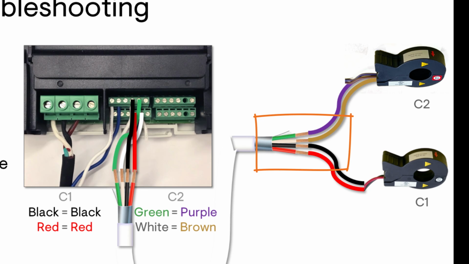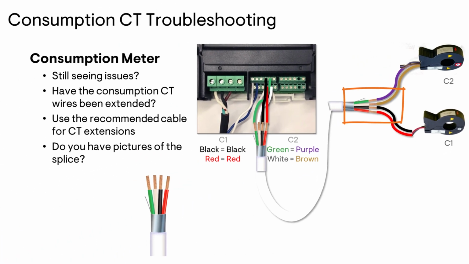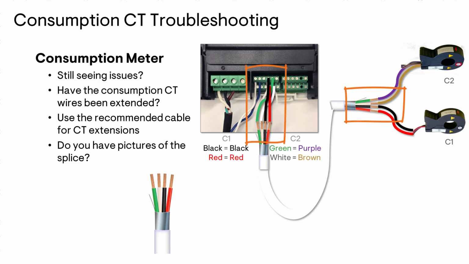Where this is going to be different is on the C2 consumption CT, where the purple wire is connected to the green wire of the extension cable, and the brown CT wire is connected to the white wire of the extension cable. When connecting this extended wire to the gateway's terminal blocks, it's imperative that the correct C1 and C2 CT wires go to the correct terminal blocks.